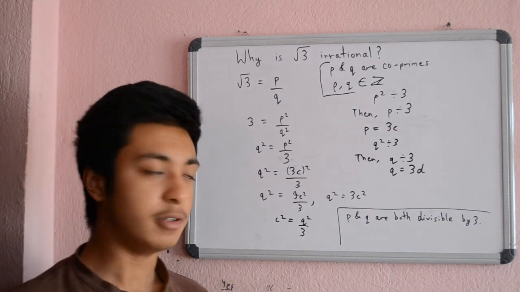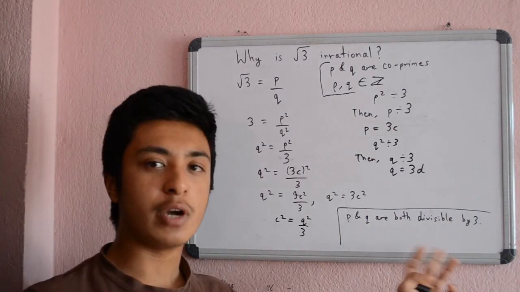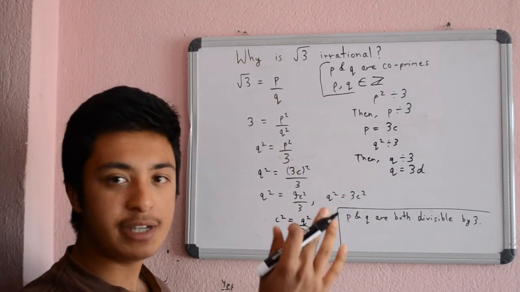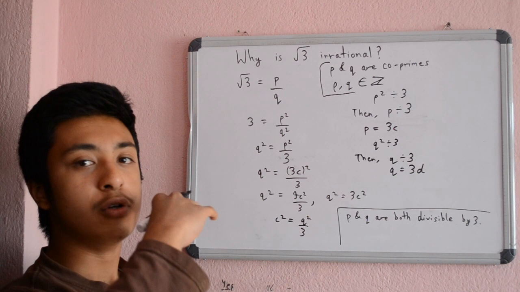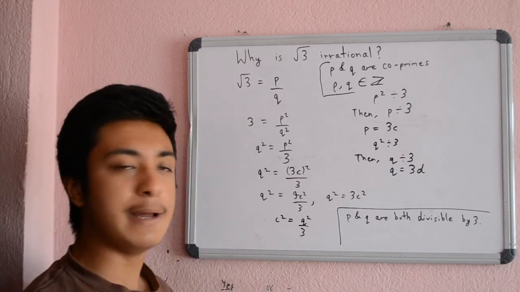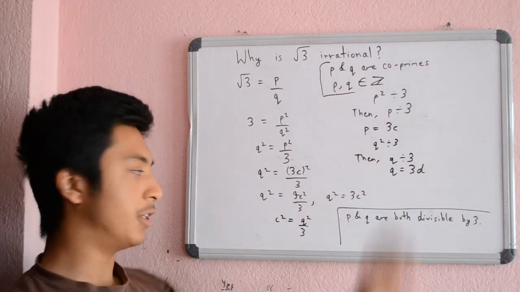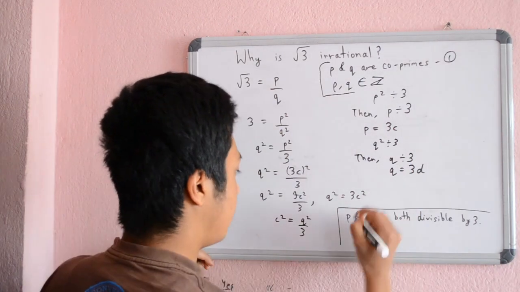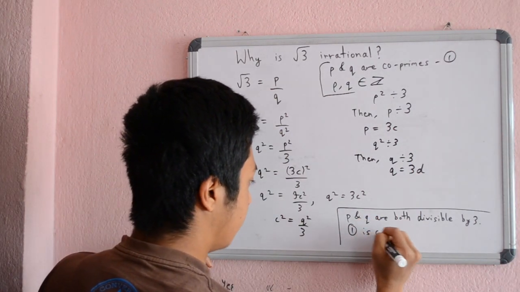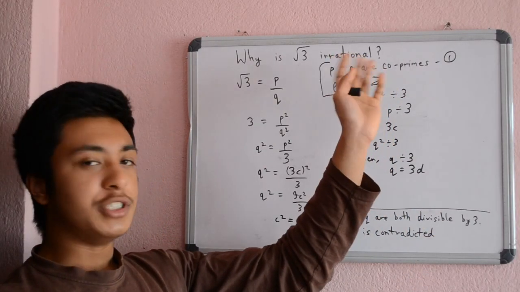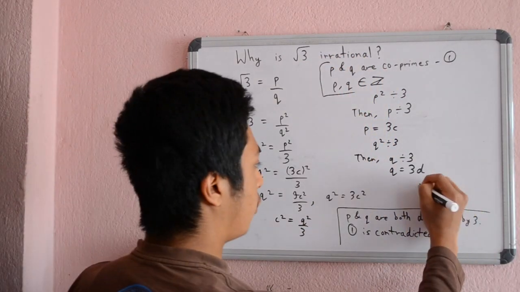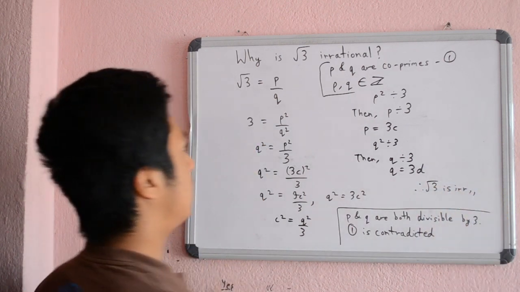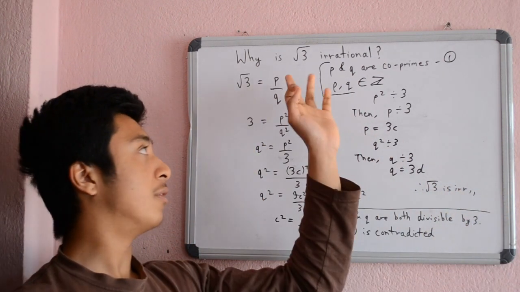However, if p and q are both divisible by 3, that means we can simply cancel out 3 and 3, meaning we can reduce them, which contradicts this condition. So I'll just write condition 1, and 1 is contradicted. So since one of the conditions is contradicted, therefore the square root of 3 is irrational. That is the proof of why the square root of 3 is irrational.